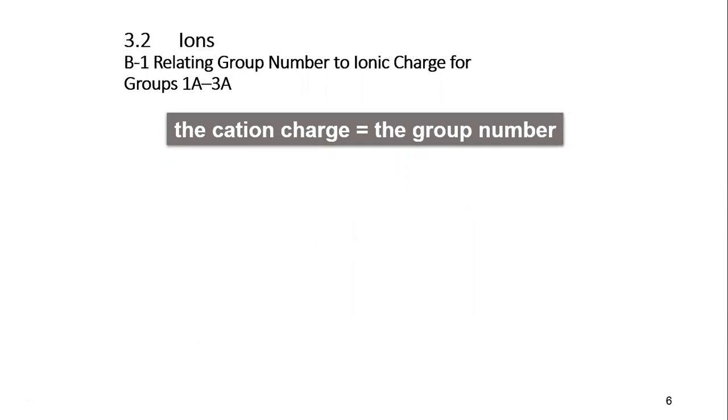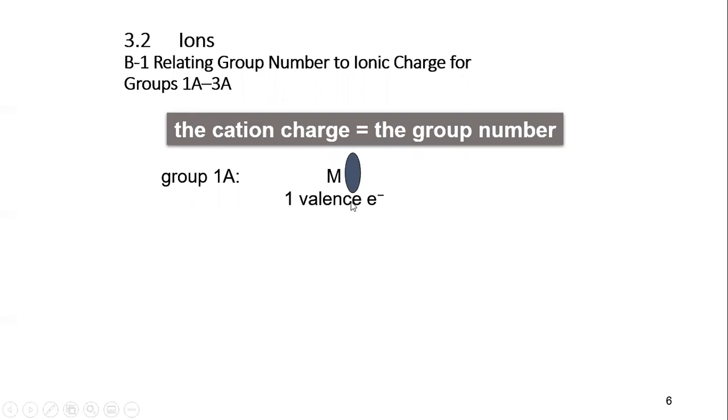So again, for the metals, the cation charge equals the group number. And this is important because when you're writing ionic compounds or naming ionic compounds, you got to know the charges of your ions. So for metals, the main group 1, group 2, and group 3A, the group number tells you the charge. And they're always going to be positive charge. It's never going to change.